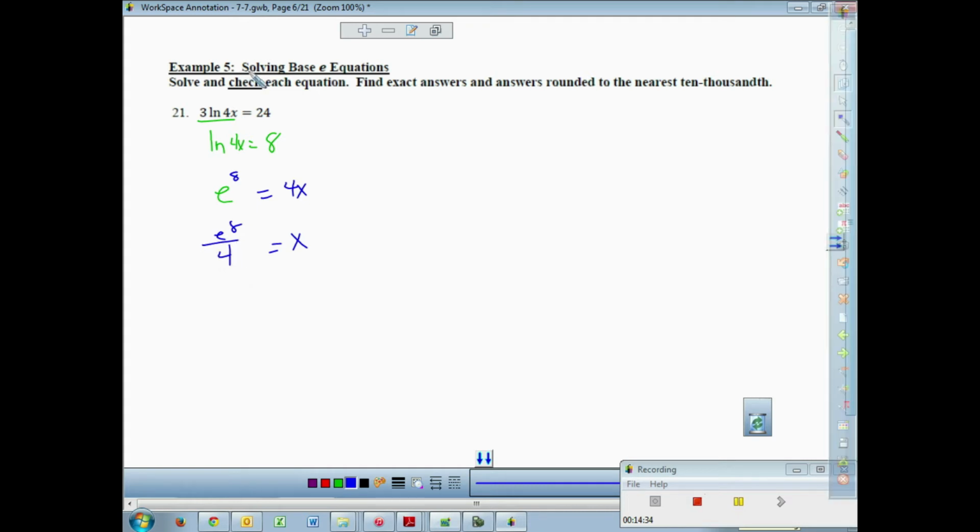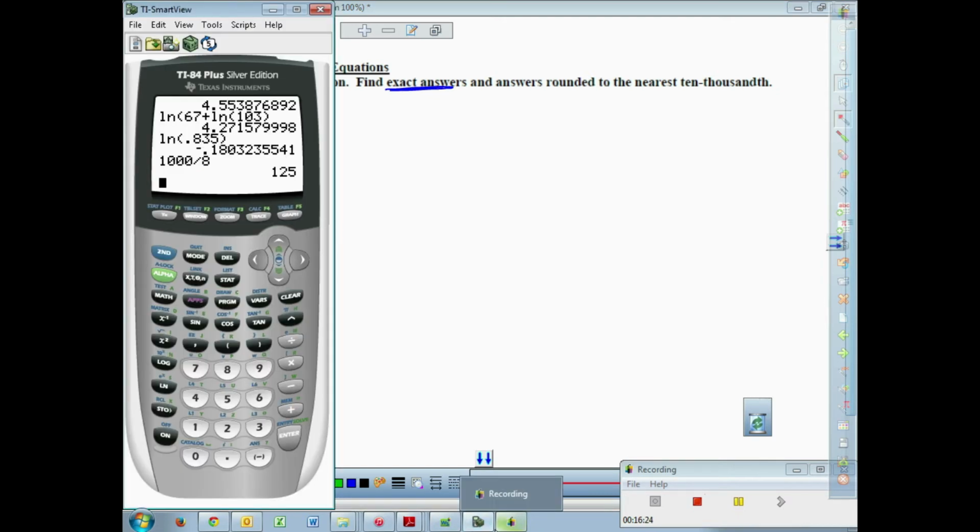It says that up here. Find exact answers and answers rounded to the nearest 10,000th. There it is exactly. Now, let's figure it out. E to the 8th divided by 4. E is located above the natural log button, so e to the 8th. Close that parenthesis because it'll automatically put it there for you. That's the whole numerator, correct? Divided by 4.